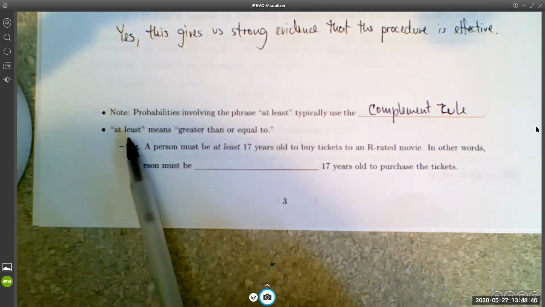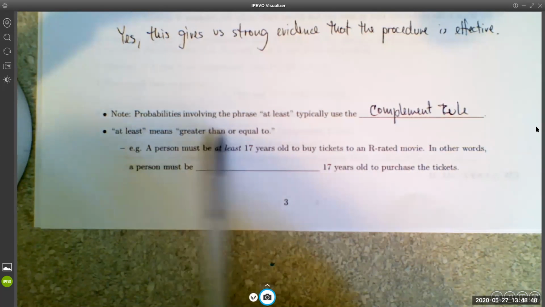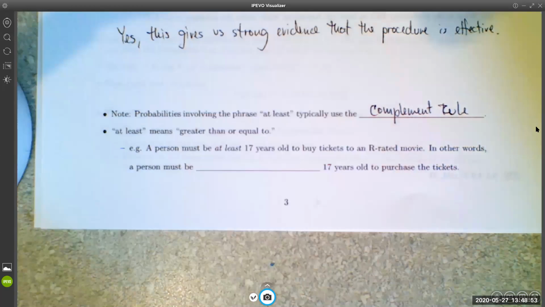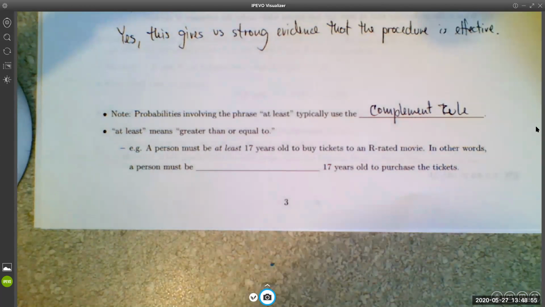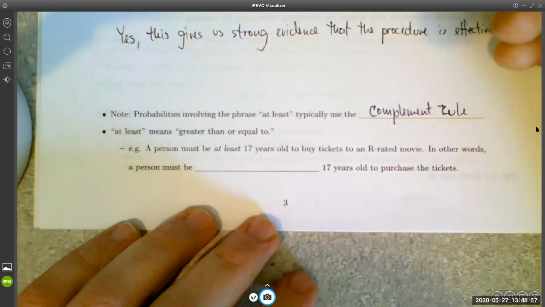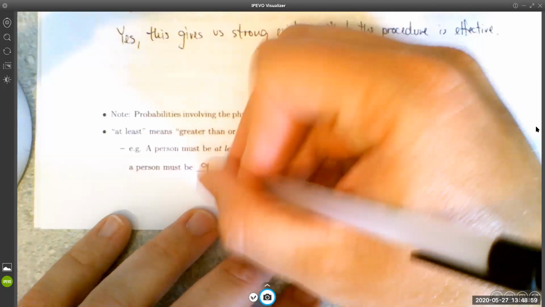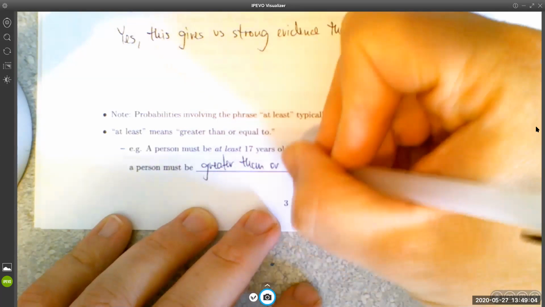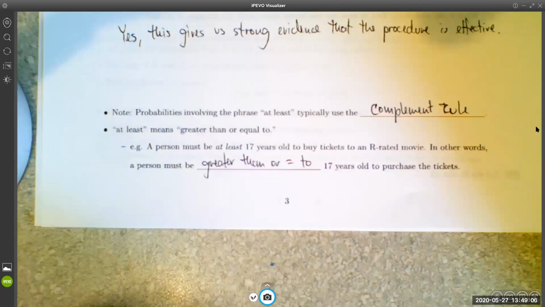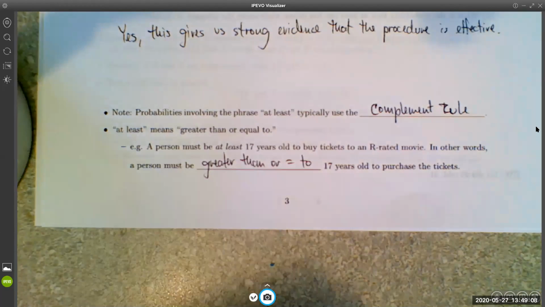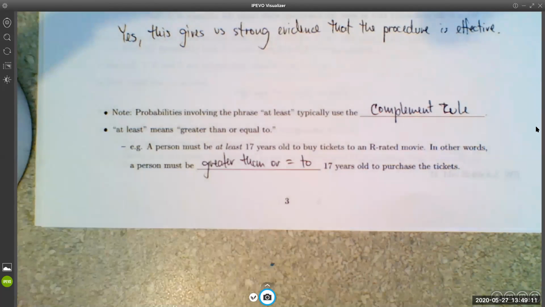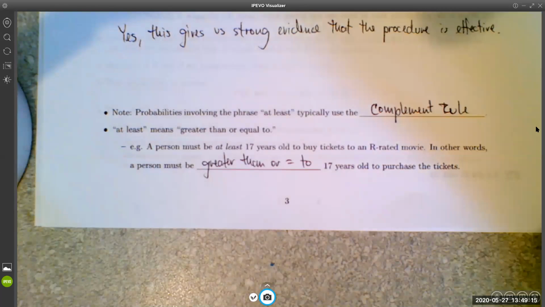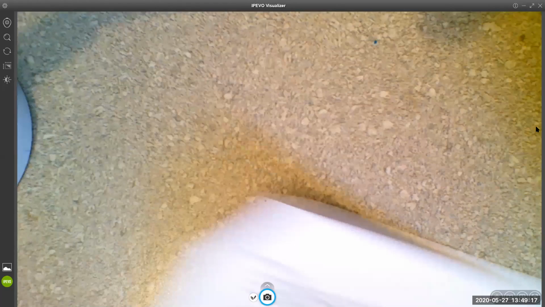But just note that "at least" means greater than or equal to. So if you have to be at least 17 years old to buy tickets to an R-rated movie, then that means you need to be greater than or equal to 17 years old. I'm running out of space, so I'm just going to abbreviate like that. You have to be 17 or older in order to buy the tickets. So that's what "at least" means. It means that number or more.